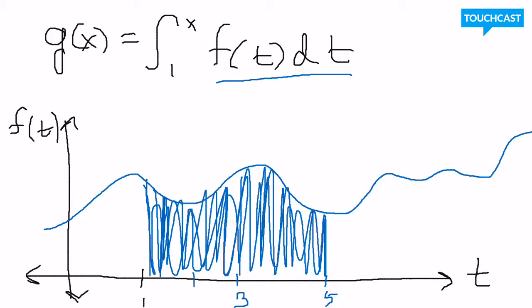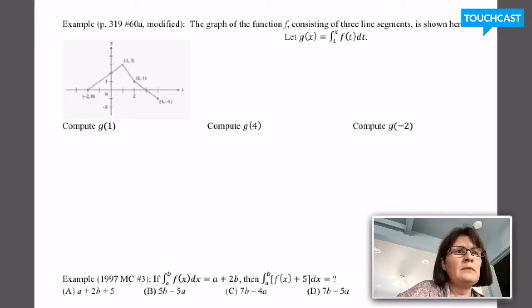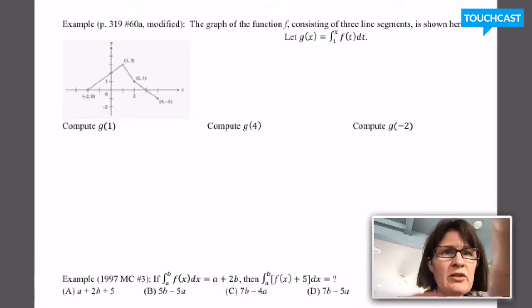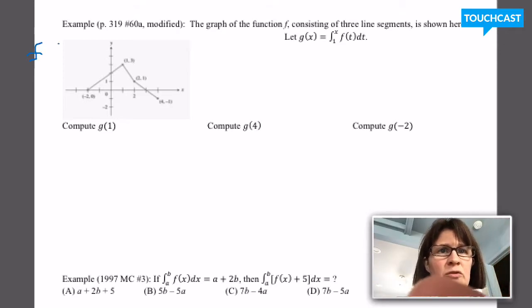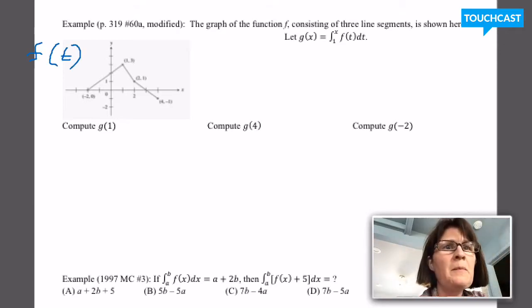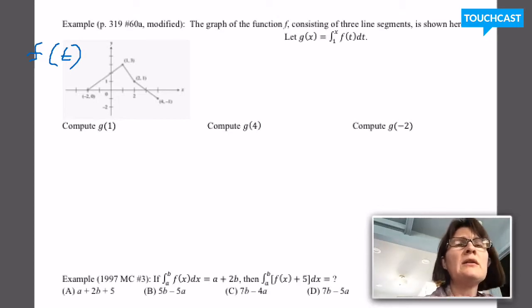So we're going to use a function like that for our next example. So here we go. I have g of x as the integral from 1 to x of f of t dt. That means find the area under f between 1 and x. And we've been given a graph. This here is f of t, we're told. And we can see where 1 is.